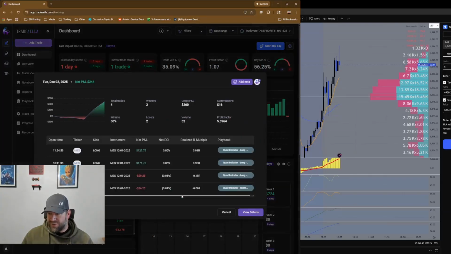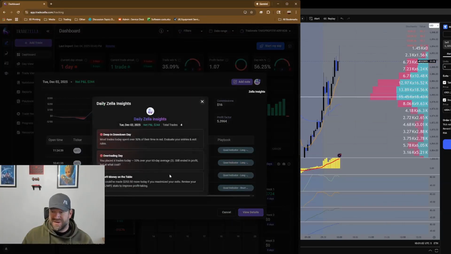Had 4 trades over here, and again, you can see my losses are just tiny. $26 loss, $29 loss. Now I hit a couple of longs, $171 win and $127 win. TradeZella says it was a deep drawdown day. I didn't feel that at all. I actually really enjoyed trading this day. Still says I'm overtrading, but that's okay.